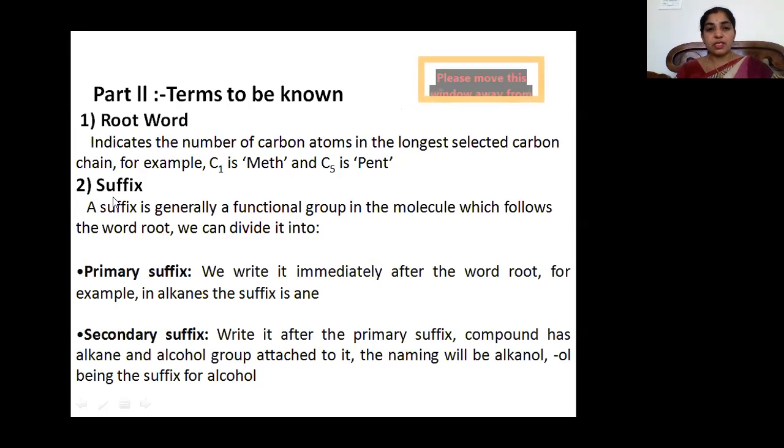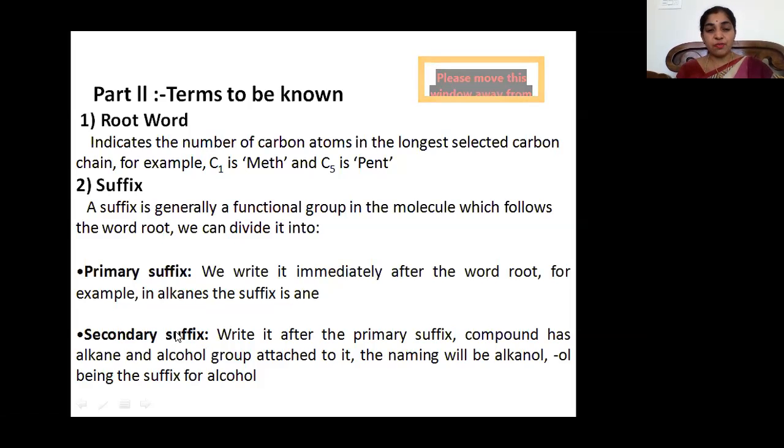Now we'll pass on to the suffix. A suffix generally indicates the functional group in the given compound. It can be divided into 2 types, primary suffix and secondary suffix. What does the primary suffix indicate? We write it immediately after the root word. For example, if it is an alkane, we use the suffix ane. If it is an alkene, we use ene. If it is an alkyne, yne. So ane, ene, yne are all primary suffixes.